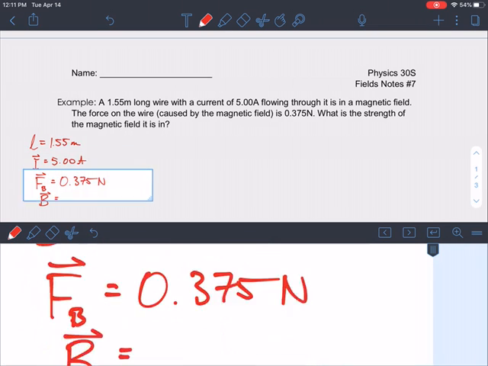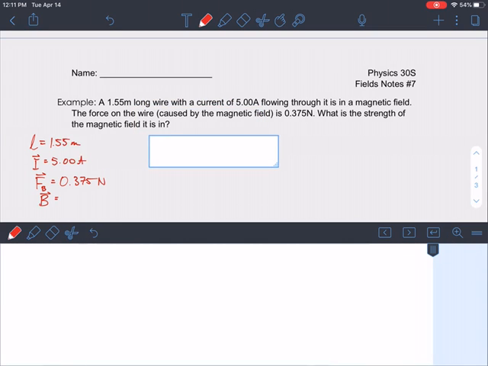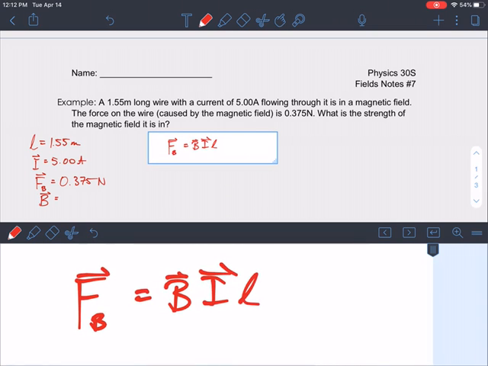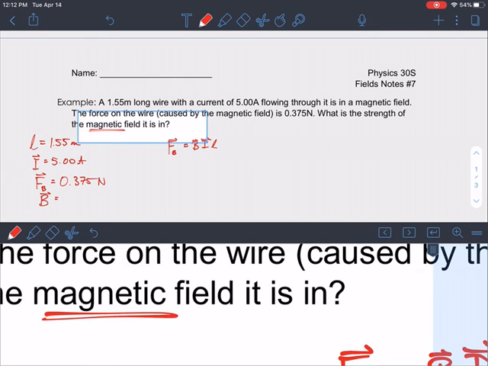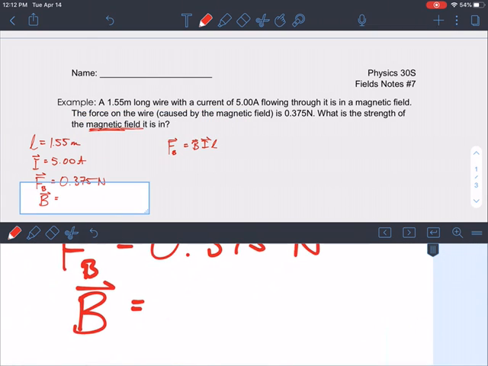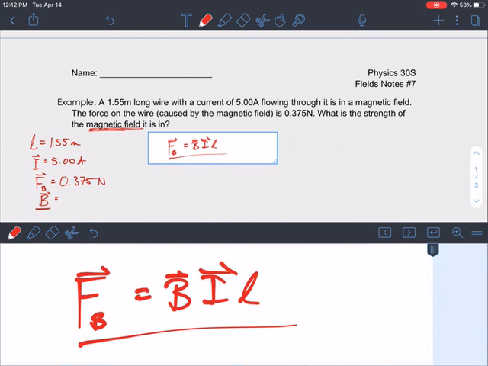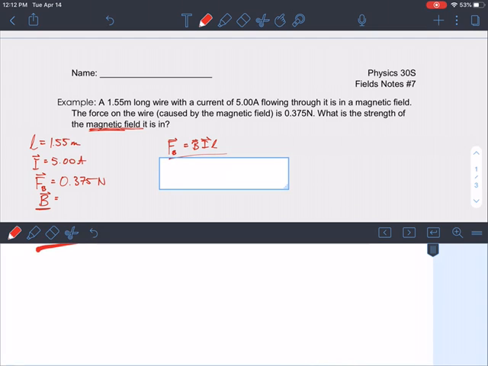Now these all have arrows, so these are vectors, but we're not given any directions because you don't know how to find that yet. We're going to do that real soon. But we usually will need a direction. So we use our formula, FB equals BIL. My big hint to you: anytime you see a wire in a magnetic field, we need B. We only have one formula. It's really nice. If you see magnetic field and you need a calculation, you're doing this one. So it's not too crazy.